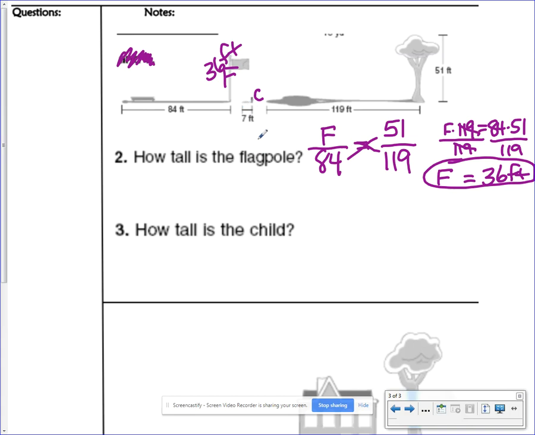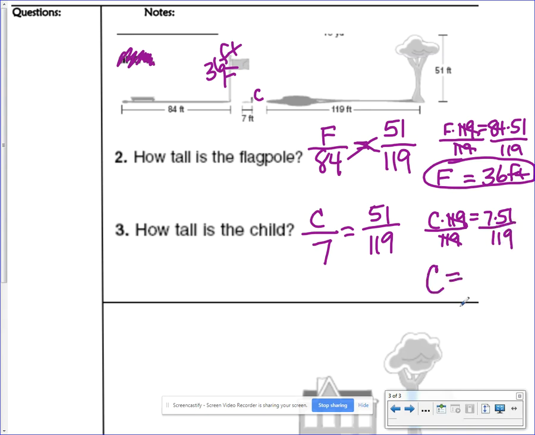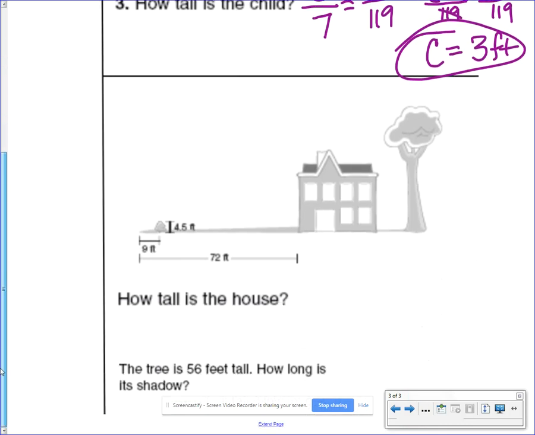Okay. Let's look at the child. The child's height to his or her shadow has to equal, use the tree again. That's the one we know for sure. Cross multiply and solve. This gets very much in a rhythm, or what we might start to call an algorithm. We're doing the same procedure each time once you analyze your information. When you solve this one, the child is 3 feet tall. Cool.